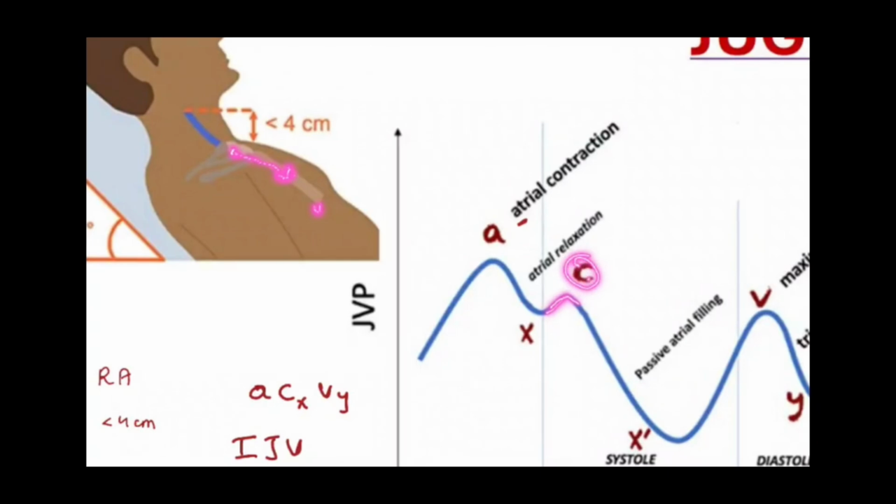So what is the C wave? C wave, why does it happen? Because of C for closure. Okay, so closure of the tricuspid valve. So the C wave is because of closure of the tricuspid valve.